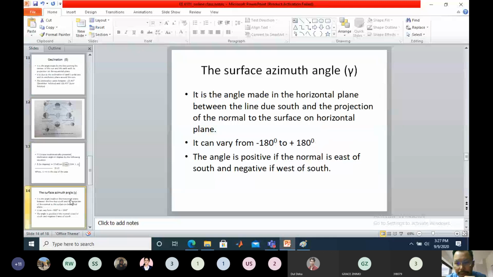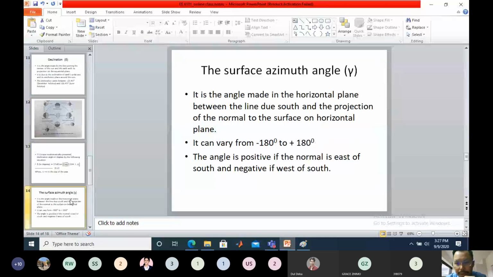Now imagine it is tilted at a certain angle beta, and with respect to that there is a normal here. This is the projection of the normal on the surface, and this is the due south. The angle between these two lines is the azimuth angle. Let's read again. It is the angle made in the horizontal plane between the line due south and the projection of the normal to the surface on the horizontal plane.